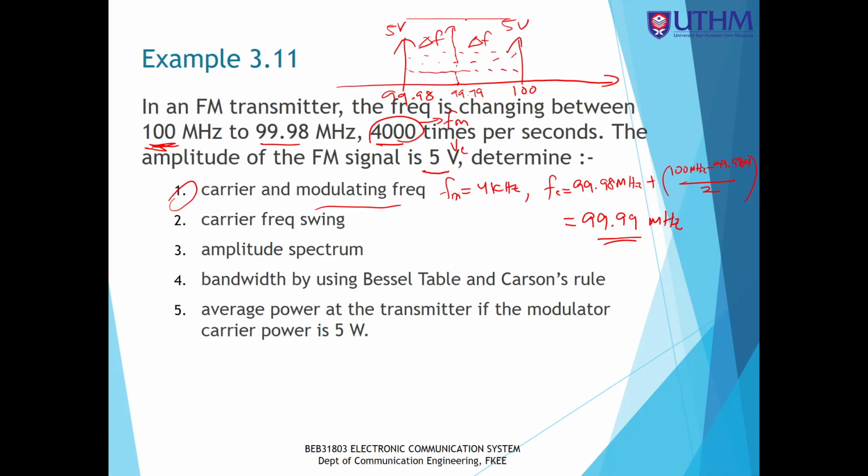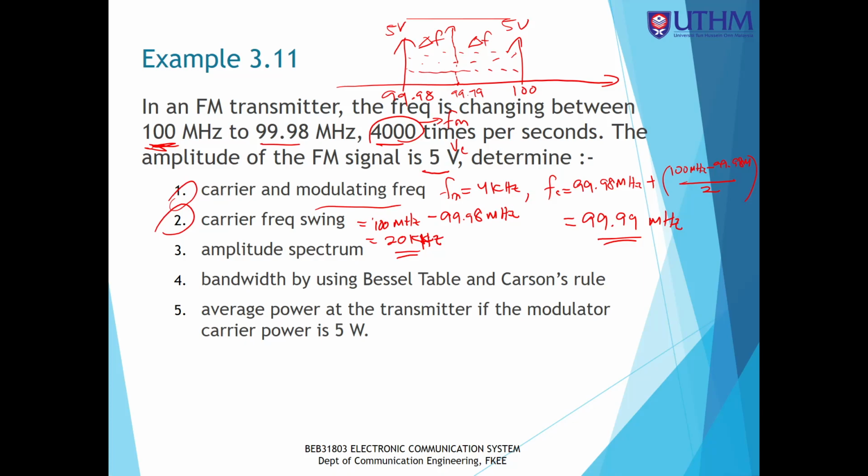Okay, so number 2, carrier swing. So carrier swing is the maximum distance of fluctuations, which is equal to 100 megahertz minus 99.98 megahertz. So here is actually equal to 0.02 megahertz, which is 20 kilohertz. Okay, 20 kilohertz.